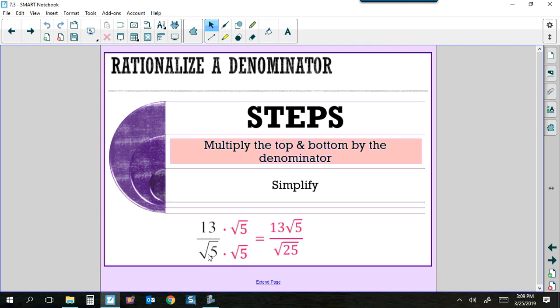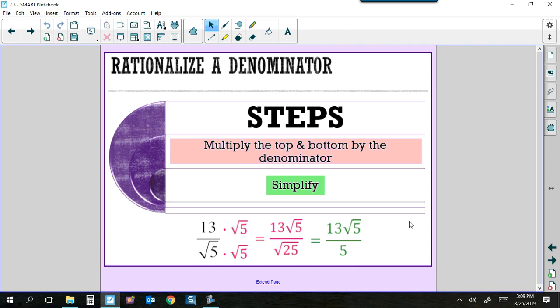In the denominator, you get square root of 5 times square root of 5, because both of those are technically underneath that radical. You can multiply them and you get square root of 25. The second step is to now just simplify this. Looking in your numerator, right now there's nothing you can do to that without a calculator. The denominator, though, you have a perfect square. You now have the square root of 25, which we know is 5.